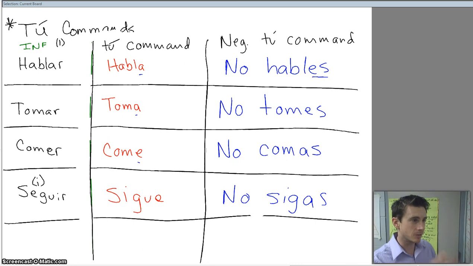Because there's no real pattern, there's nothing I can teach you about them other than remembering that these particular words have an irregular tú command form. You can take a look at those in the book here in chapter 7.